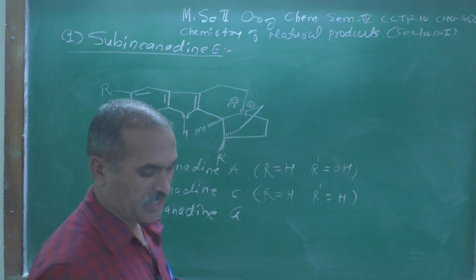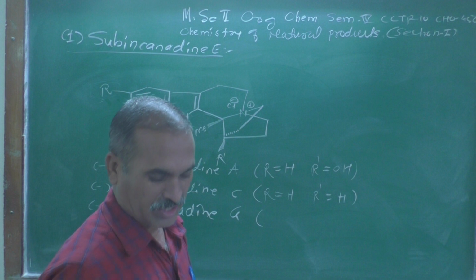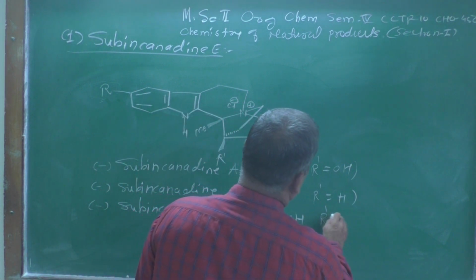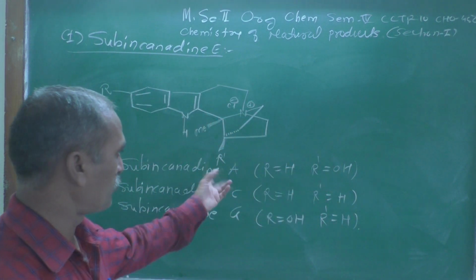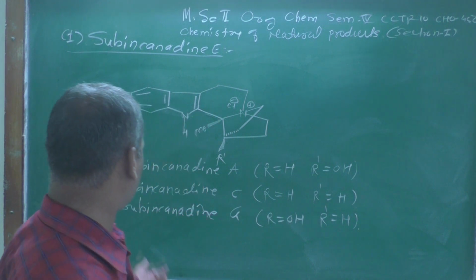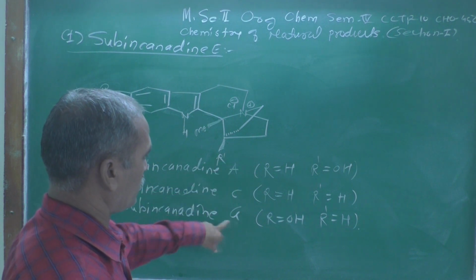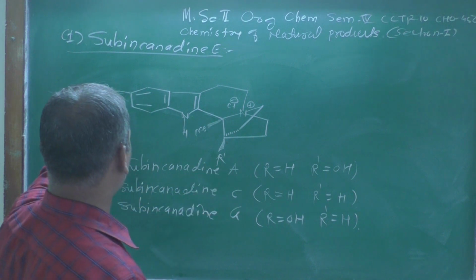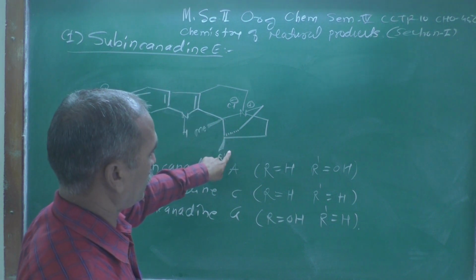Now let's see another one, that is Subincanadine G, when R is equal to hydroxy and R dash is a hydrogen atom, exactly opposite to A, then it is known as Subincanadine Z. Subincanadine Z and Subincanadine A are the alternatives, where R is OH and R dash is H.